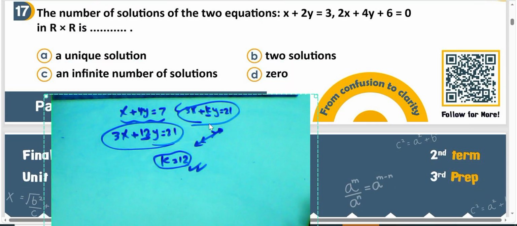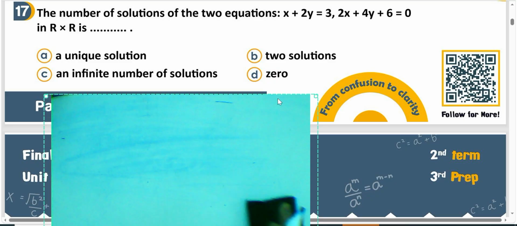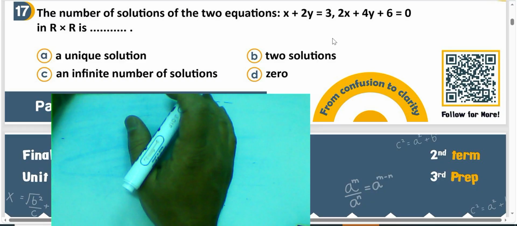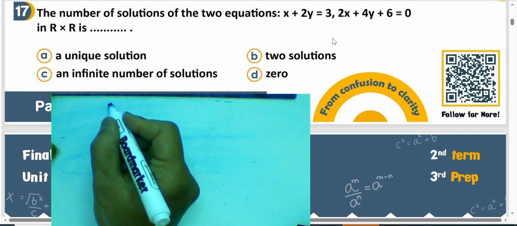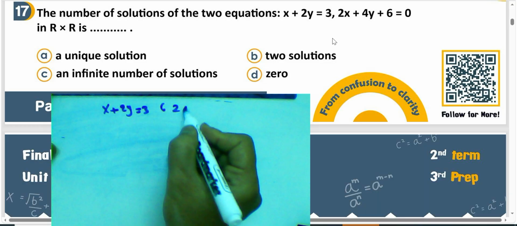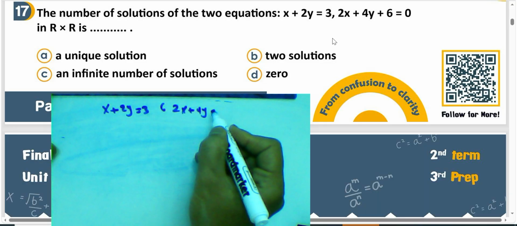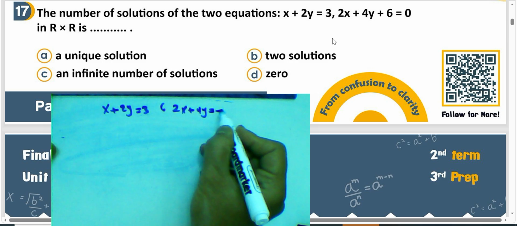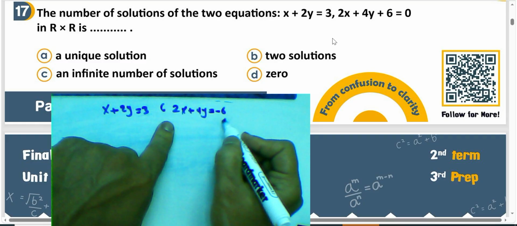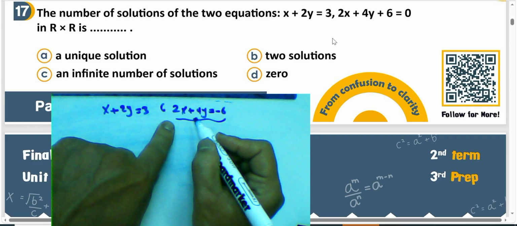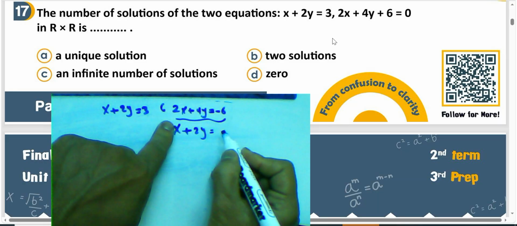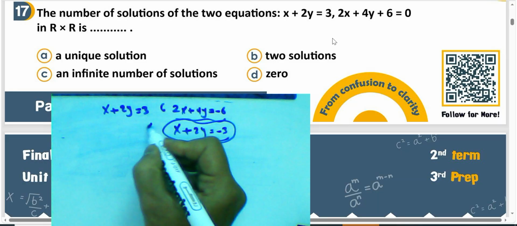Number 17 here, the number of solutions of the two equations x plus 2y equals 3 and 2x plus 4y plus 6 equals 0. He asks for the number of solutions. First, I will simplify the second equation. We have x plus 2y equals 3, and 2x plus 4y plus 6 equals 0. We can put it equal to negative 6, moving 6 to the right-hand side and changing the sign. Can I simplify this by dividing by 2? Dividing all terms by 2, we have x plus 2y equals negative 3. This is equation number 2 and this is equation number 1.